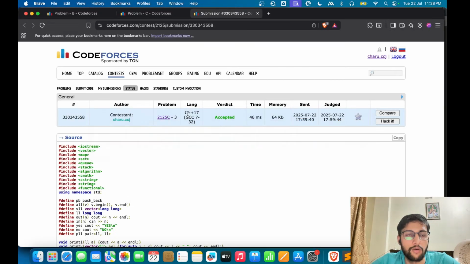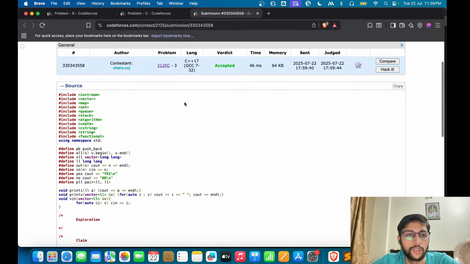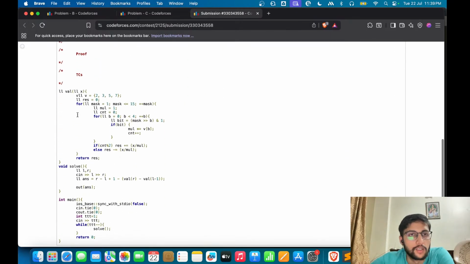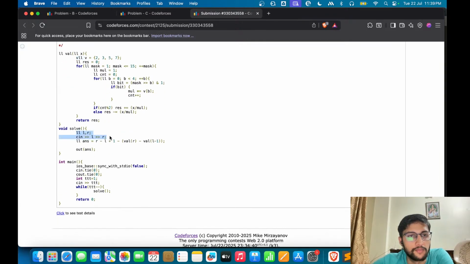So now let's move to the code of this question. Let me first show you the main function. I'm just taking input L and R, then the total number of elements from L to R is simply R minus L plus 1, and I am just subtracting those which are bad numbers.